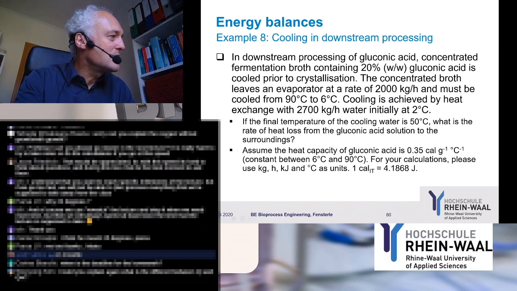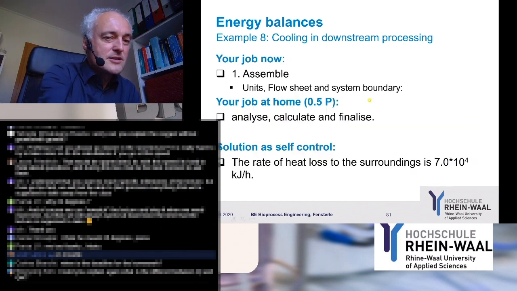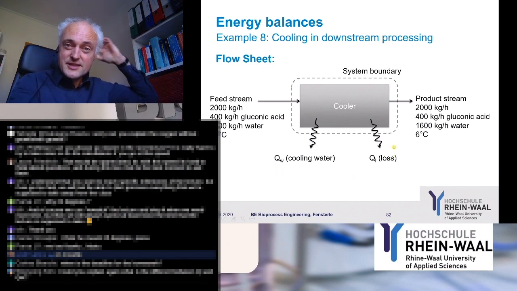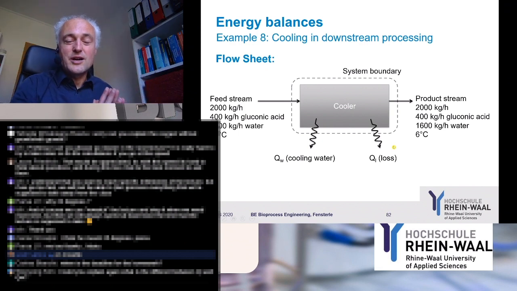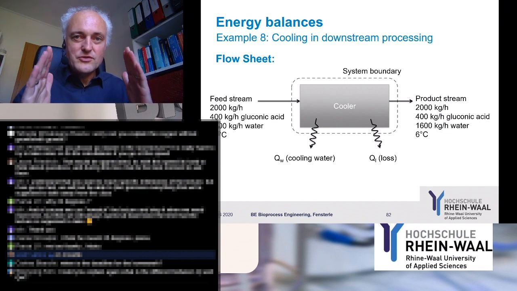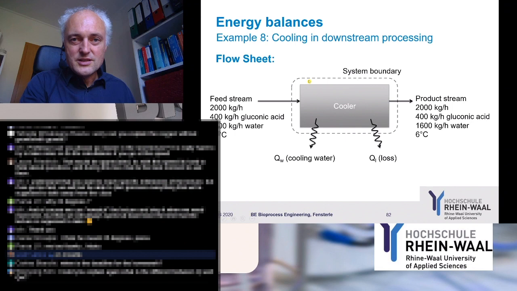Could you explain again what the difference between QI and QW is? So of course I can. This is in our system here. Usually we had only one heat transfer in this first setup of our energy balance. We had one heat transfer for our cooler and so on. Here we have two. We have a heat transfer going from this cooler system to our cooling water, of course, that's intended, and we have a heat transfer which goes to the surrounding.